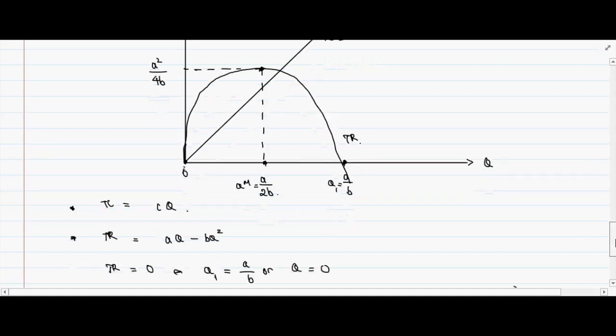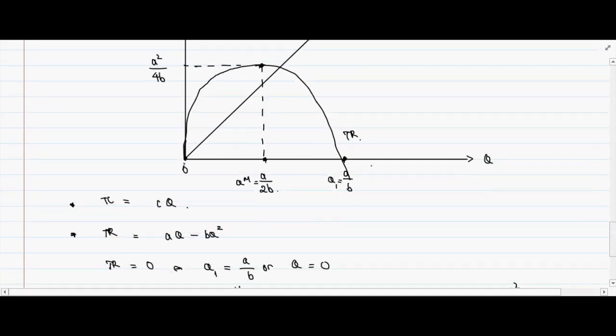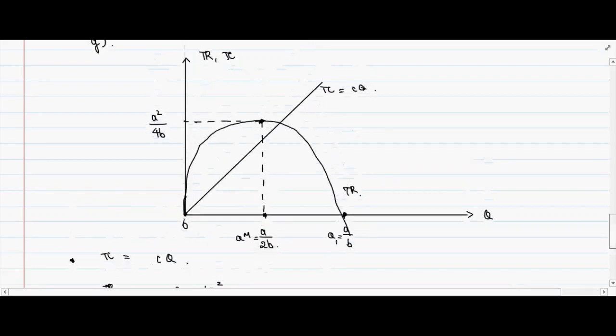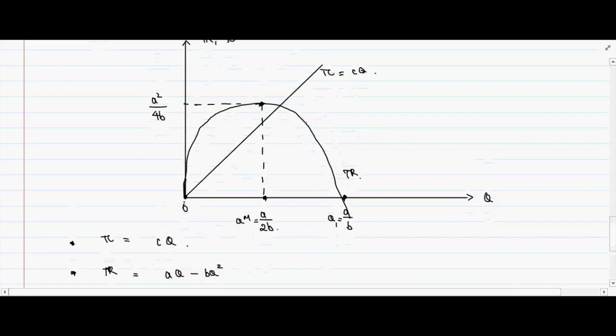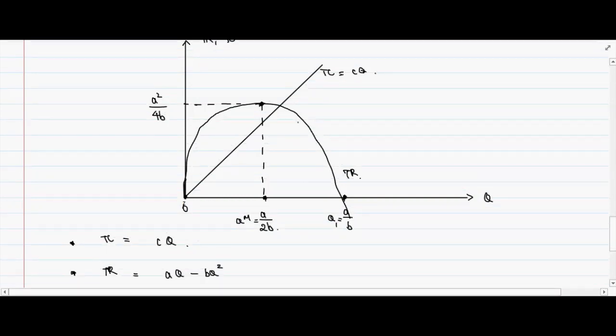Okay, so the firm is asking you to show Q star and Q0, which is the quantity where the profit is equal to 0, and the quantity where the profit is maximized. Now we know that the profit is just the difference between the total revenues and the total costs. So when the total revenue is equal to the total cost, which is the intersection over here, the firm is going to break even. So it doesn't make any profit.